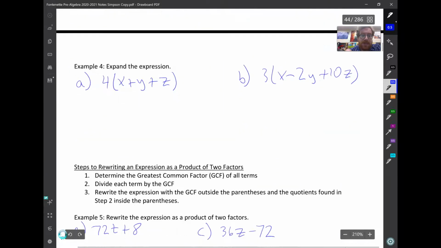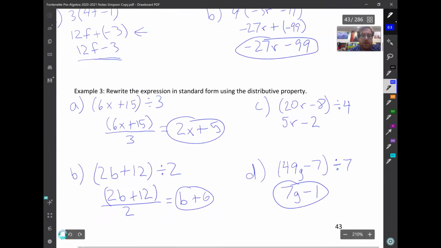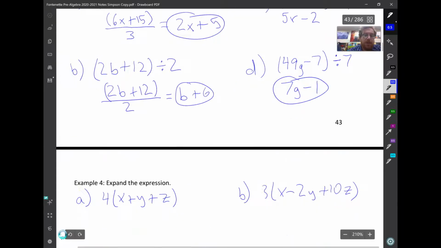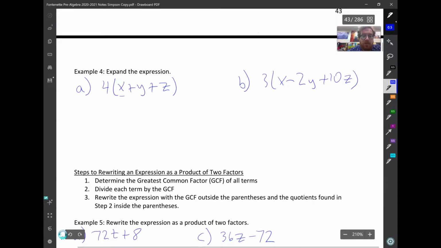Okay. Example 4 says expand the expression. And so now we have more than just two terms. Everything on the last page had only two terms inside each parentheses, but now there are 1, 2, 3 terms inside the parentheses. Really nothing changes. There's just a little bit more distribution to do.